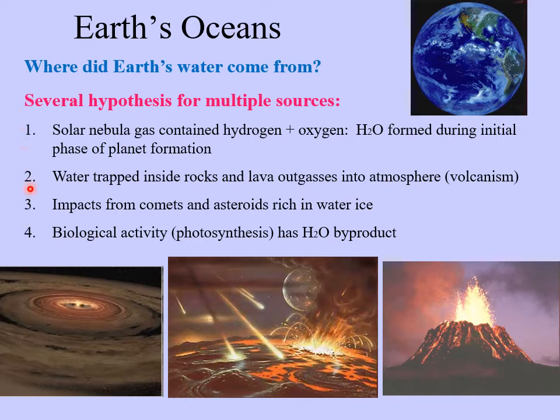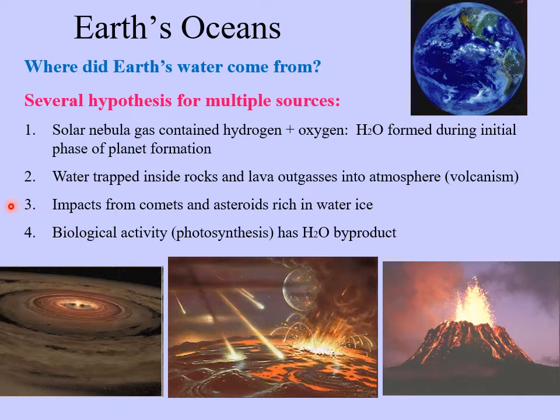One of them is that the solar nebula that produced our sun and all the planets when our solar system formed contained hydrogen and oxygen gas. We know that. So the water was formed probably during the initial phase of planet formation. Water is also trapped inside of rocks and lava, which will outgas into the atmosphere during volcanic activity during the early stages of our Earth's formation.